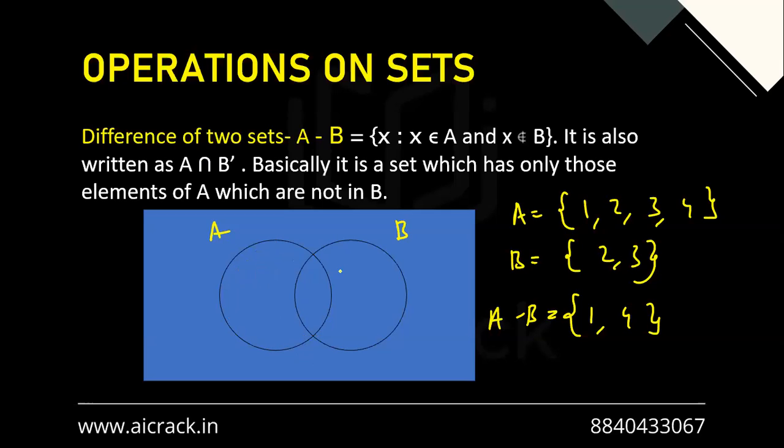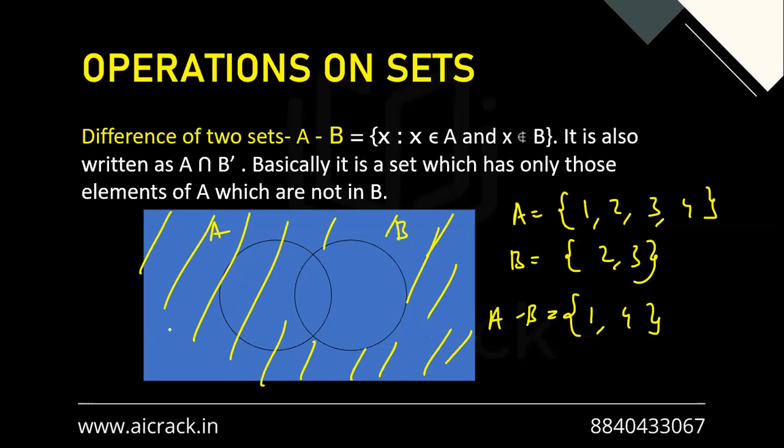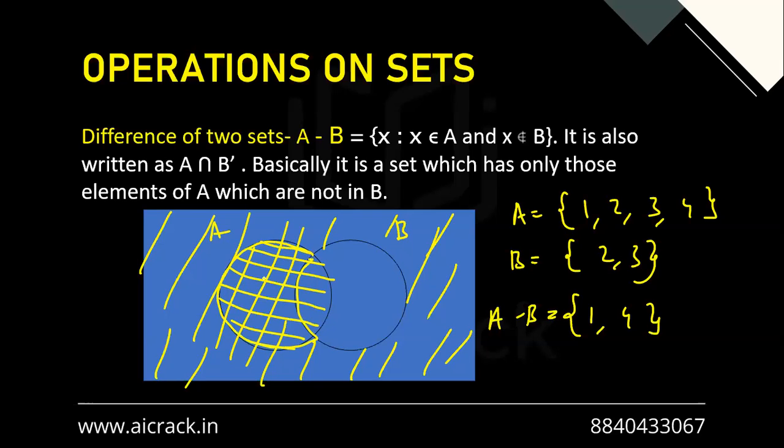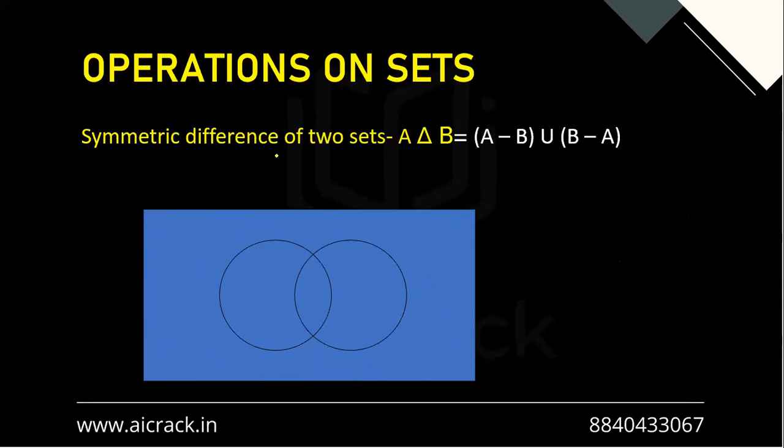So what does that mean? Let's say this is A, this is B, and we know that this is B dash. Now we have to intersect it with A. So let me mark it this way. So you can see that again we get this particular region, the checked one.